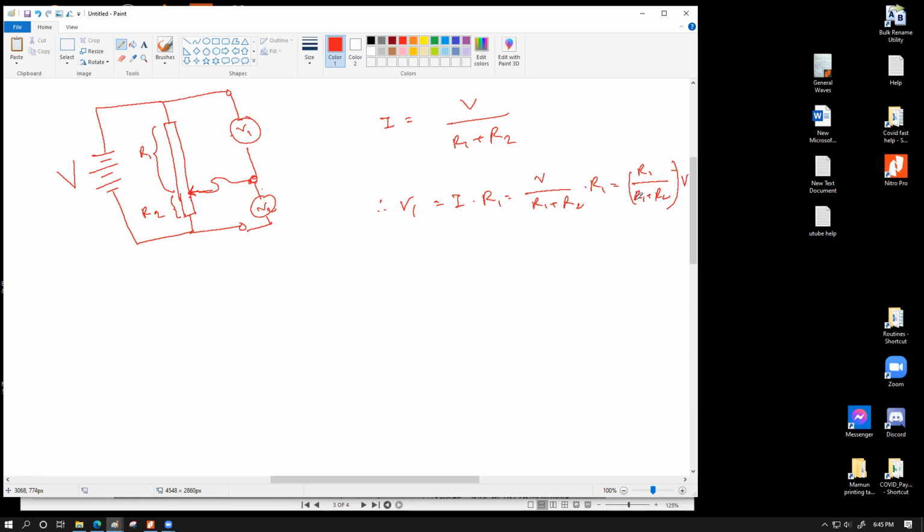So this is the fraction of the voltage of the whole source, the big source, that you're going to get on the top side. In the same set of equations, the V2 will be R2 divided by R1 plus R2, into V.